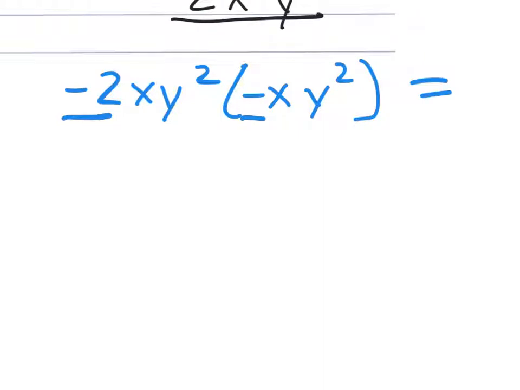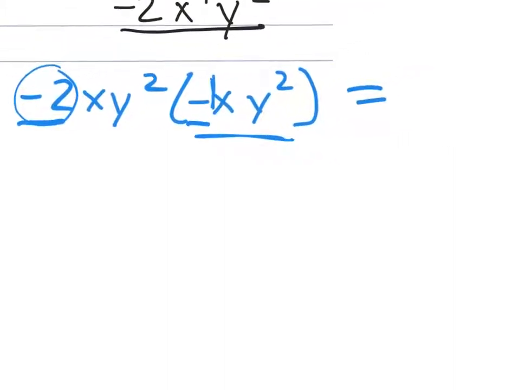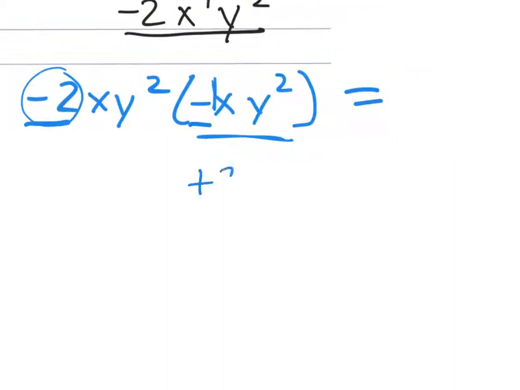So here's a negative 2 over here. What number is in front of the other ones? On the right, that negative xy squared, what number is out in front of those? Negative 1. What is negative 2 times negative 1? Positive 2. So our first number is a positive 2.